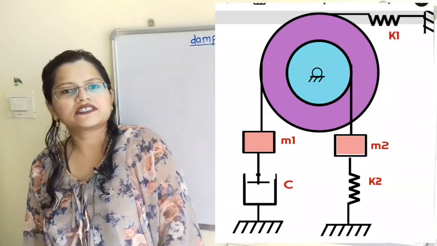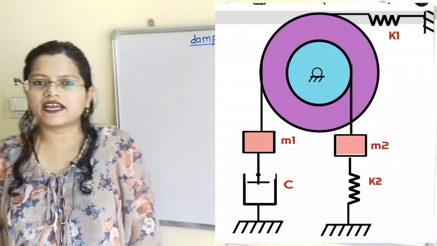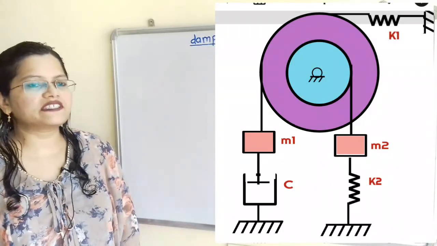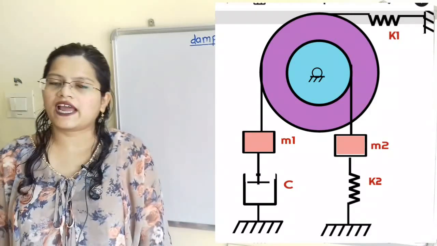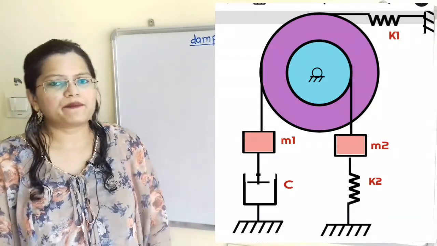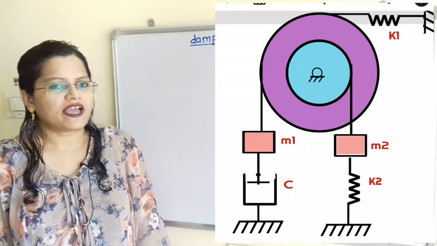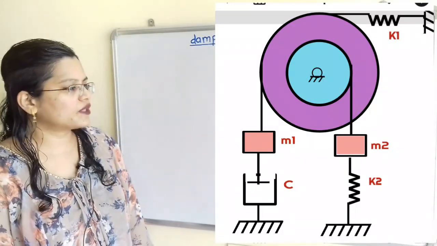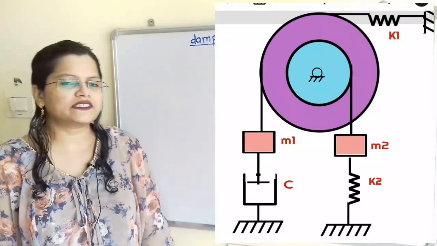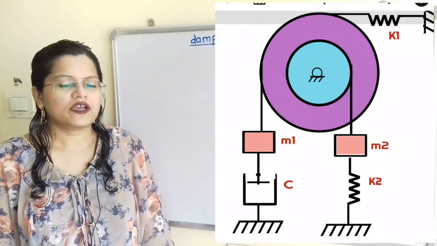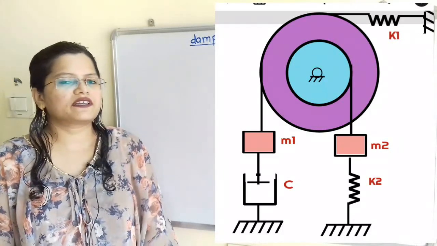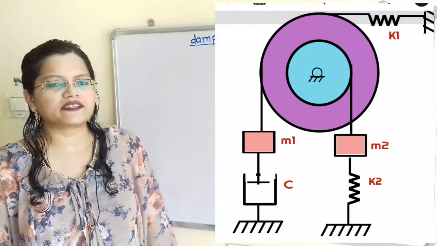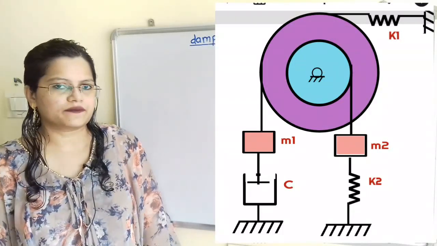The outer disk with radius R2 is connected to the spring with stiffness K1, mass M1 and the dashpot with damping coefficient C, while the inside disk with radius R1 is connected to the mass M2 and the spring with stiffness K2. We will first find the differential equation of motion by the free body diagram method.